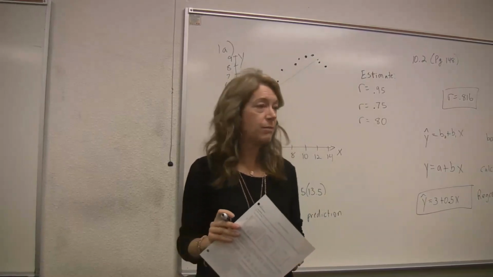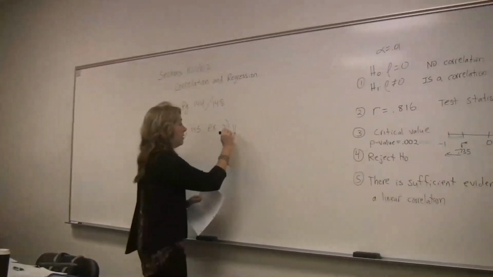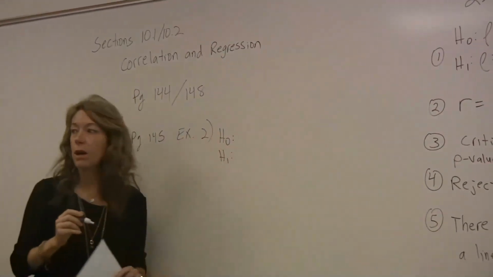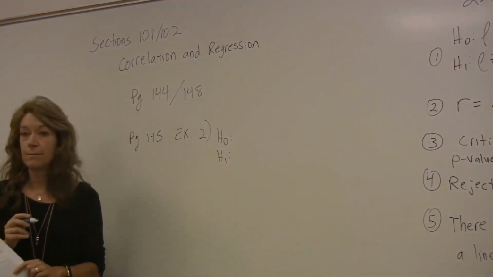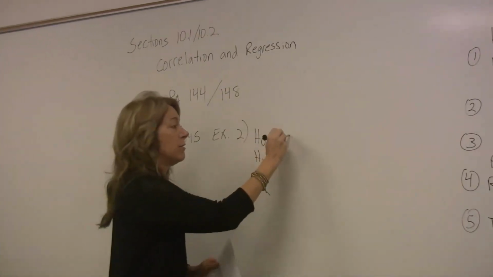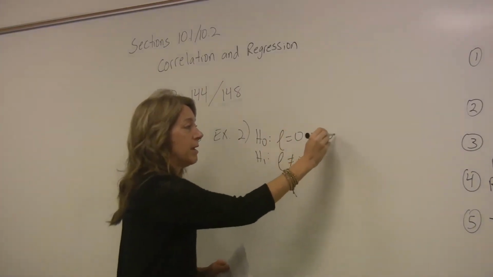So what am I going to do? H0 and H1. H0 and H1, which for linear correlation questions will always be: H0: rho equals 0, H1: rho not equal to 0.